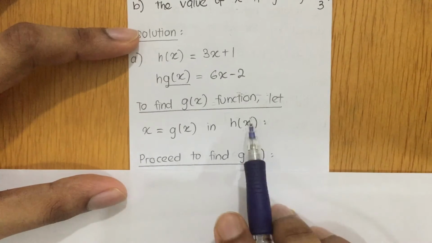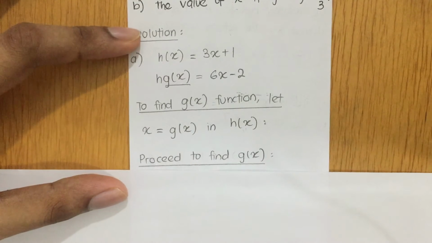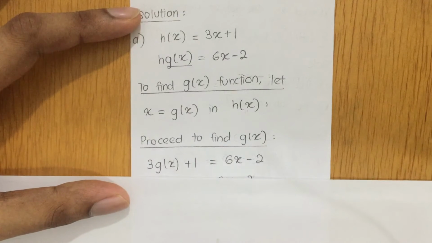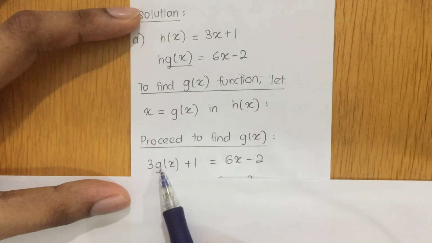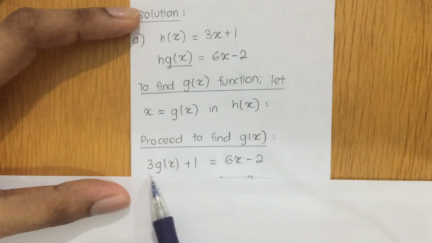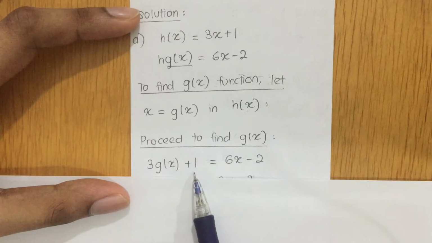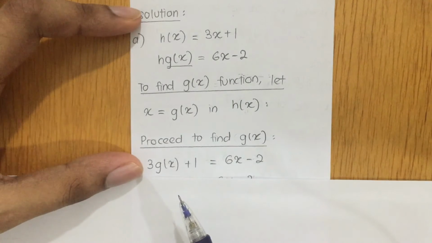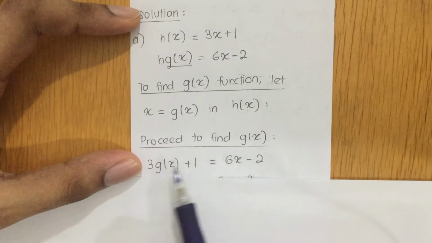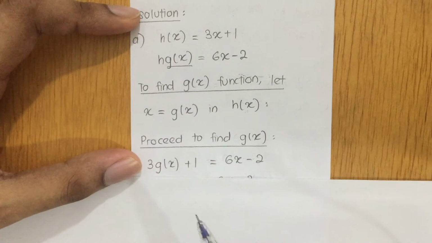Once you let it, you proceed to find g(x). How to find g(x)? I'm going to show you now. Since you already substituted function g(x) into the function h(x), from here you form the hg(x). This hg(x), you need to compare with the given hg(x), which is 6x minus 2. From here, 3g(x) plus 1 is equal to 6x minus 2.